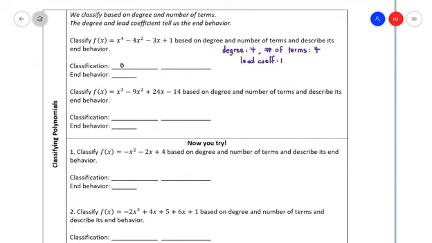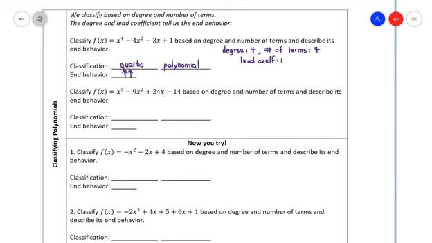This is a quartic polynomial. And then my end behavior. So my degree is even since it's a 4. And then my lead coefficient is positive. Positive tells me the second arrow is up. Even tells me they're facing the same direction. So my end behavior would be up, up.